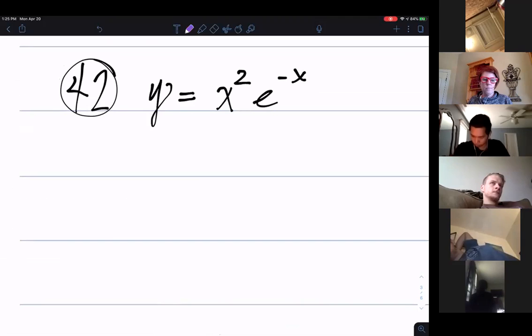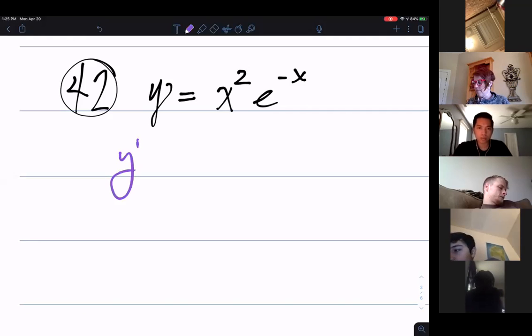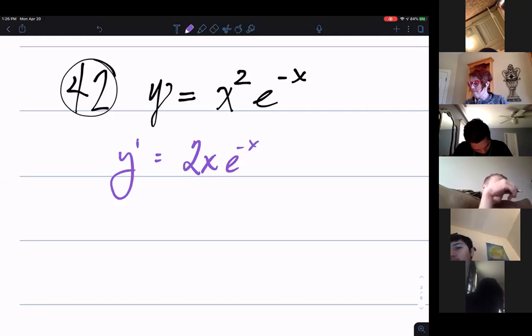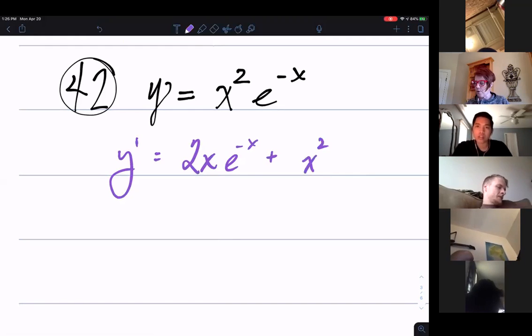Okay, derivative. What should I do? Product rule. Good, product rule. All right, so what's the derivative of the first? 2x. And then what? Copy the second, so e to the -x. And then what? First times the derivative of the second. What's in between? Plus. Oh, sorry, plus. Okay, you don't have to yell at me. So plus first, x squared, times the derivative of the second.